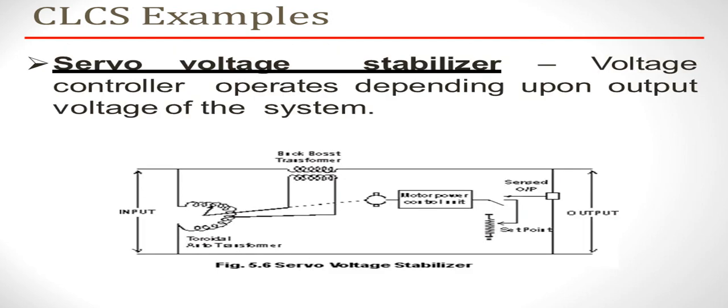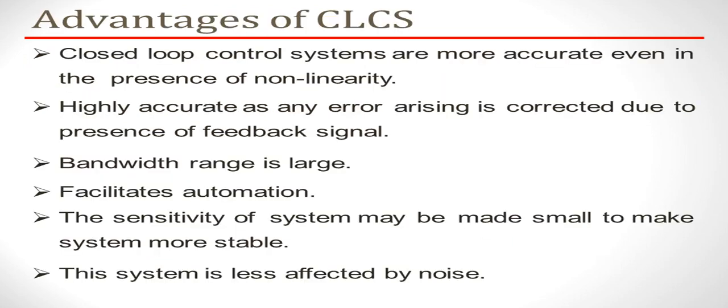Second example is servo voltage stabilizer. Here voltage controller operates depending upon output voltage of the system. So here is the voltage controller which operates depending on the output voltage. So output voltage feedback is again given to the input. Okay, and accordingly it works. So it is closed loop control system.